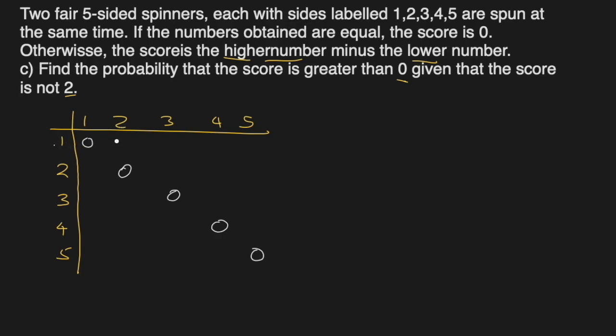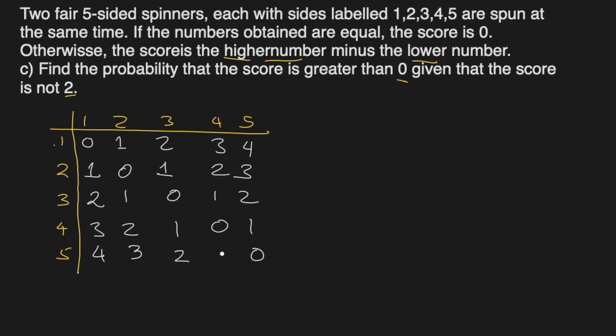Now 2 minus 1, higher minus lower, is 1. 3 minus 2 will be 1. 4 minus 2 is 2, then 1, 1, 2. Similarly, 4 minus 1 is 3, 2, 1, 1, and here will be 4, 3, 2, 1. Okay, we got our table. Total there are 25 possibilities.